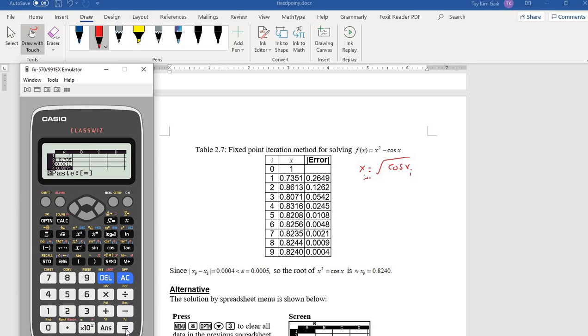Paste it until there are no more changes in the next x compared with the previous x. So we go down, paste, go down, paste, go down, paste, 2, 5, 6. We keep on pasting until no more changes. 2, 4, 4.